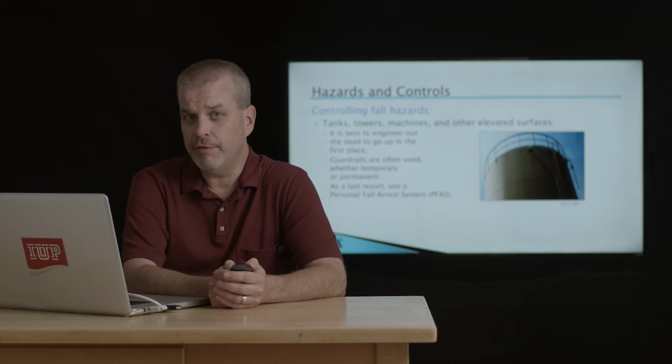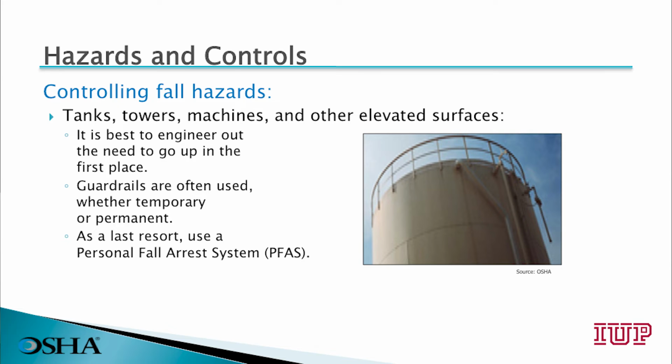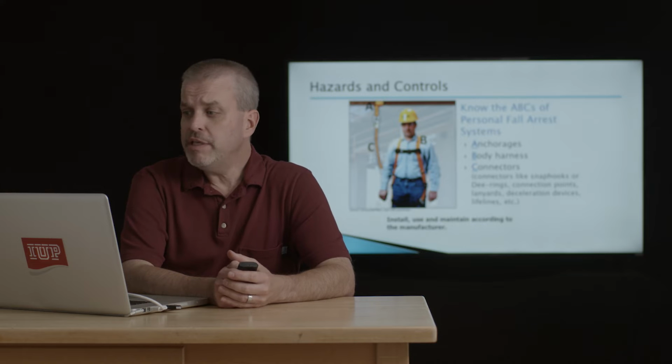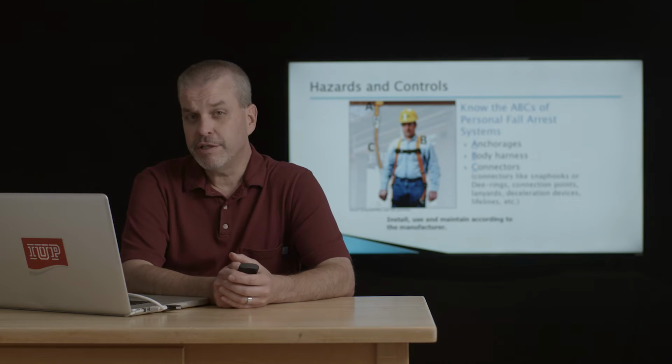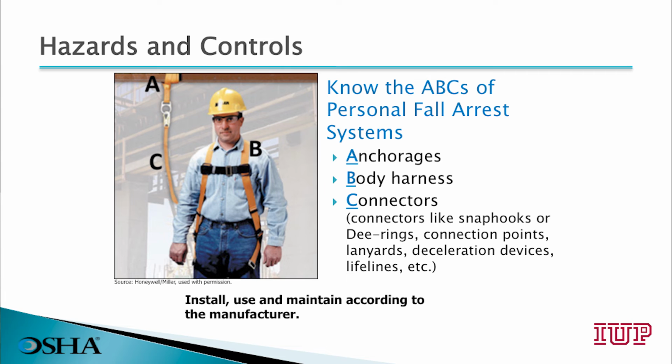How do we control these fall hazards? When working on tanks or towers, machines, or other elevated surfaces, it's best to engineer out the need to go up in the first place. Guardrails can be used, whether temporary or permanent, and as a last resort, use a personal fall arrest system. You need to know the ABCs of a personal fall arrest system. The ABCs include anchorages, body harnesses, and connectors.